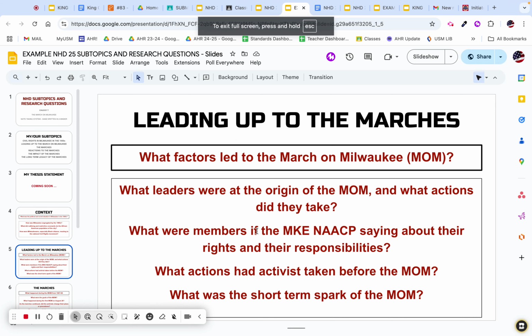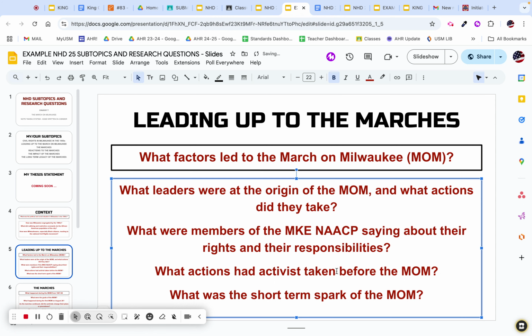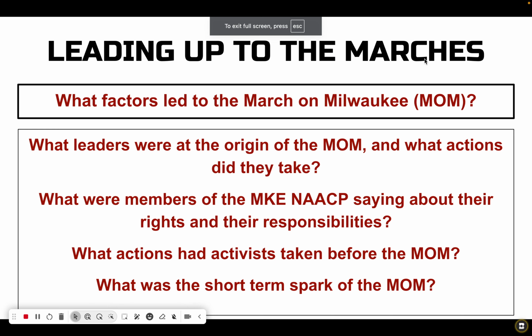What actions did activists take? Had they taken before? Had they done any activities before that set the stage for this? And then what was the short-term spark? Was there anything that really was sort of like, all right, because of this, now we're doing it? Everything that leads up to the marches.